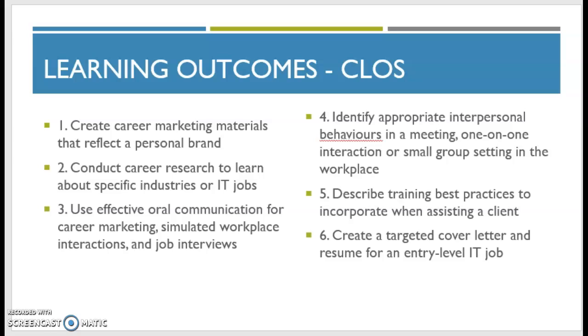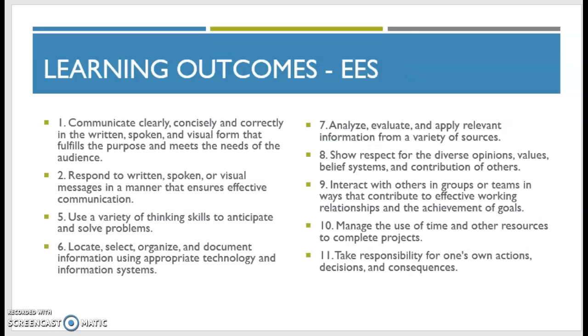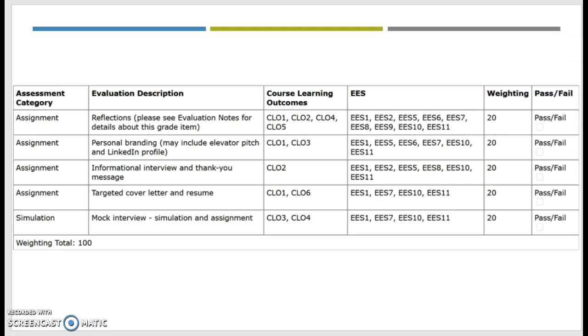On the course outline, it starts with learning outcomes. Those are things that you're going to be taught and evaluated on. It also has things called EESs, which are essential employability skills. These are things that I'll probably teach and I might evaluate them. The next part of the course outline lists all of the assessments and how much they're weighted, and what course learning outcomes and EESs they evaluate.